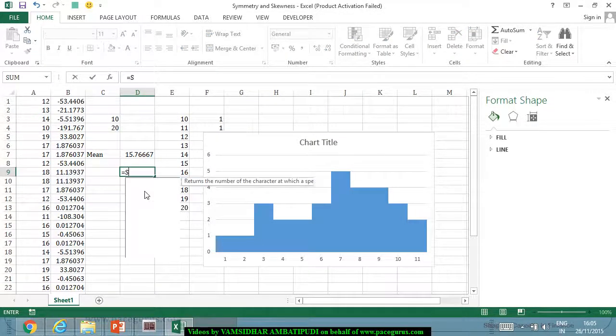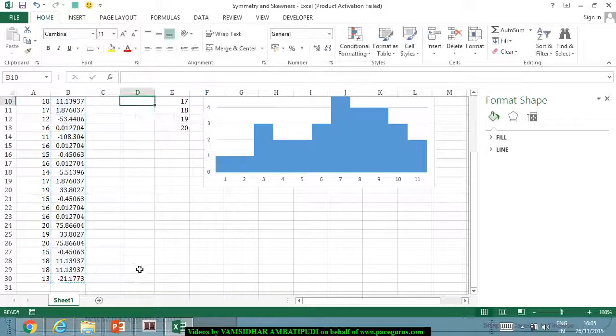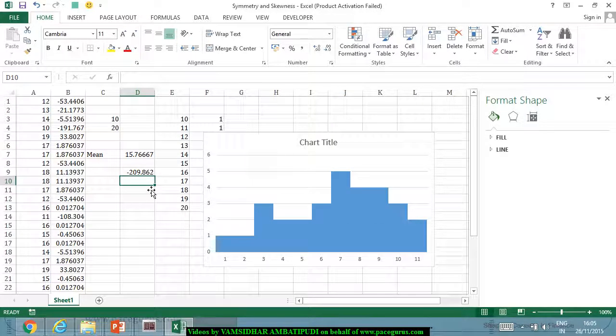The sum of those values has come out to around minus 209. And if I have to find out the skewness that is present in the data, I'm dividing this 209 by the total observations, which is 25. So that gives me skewness of minus 8.39. And negative is an indication that my data is negatively skewed.